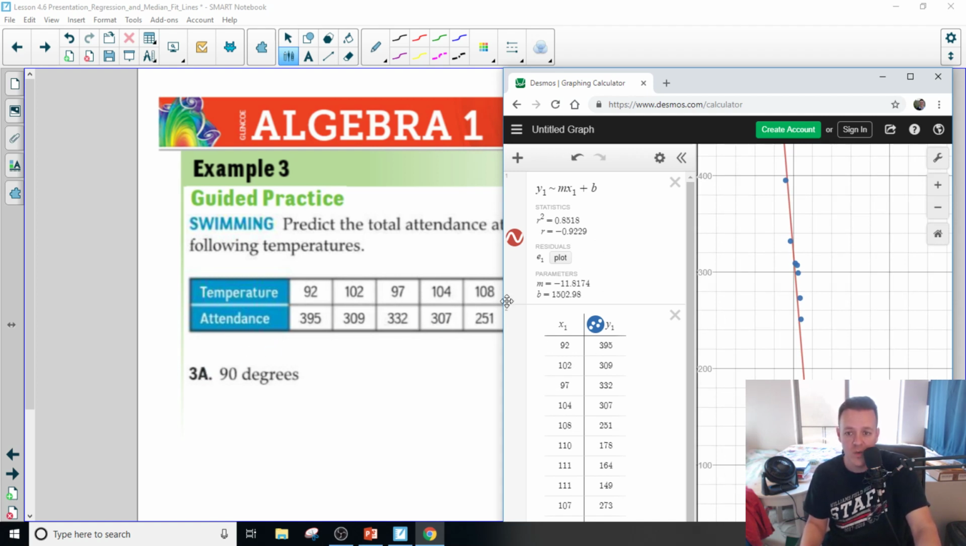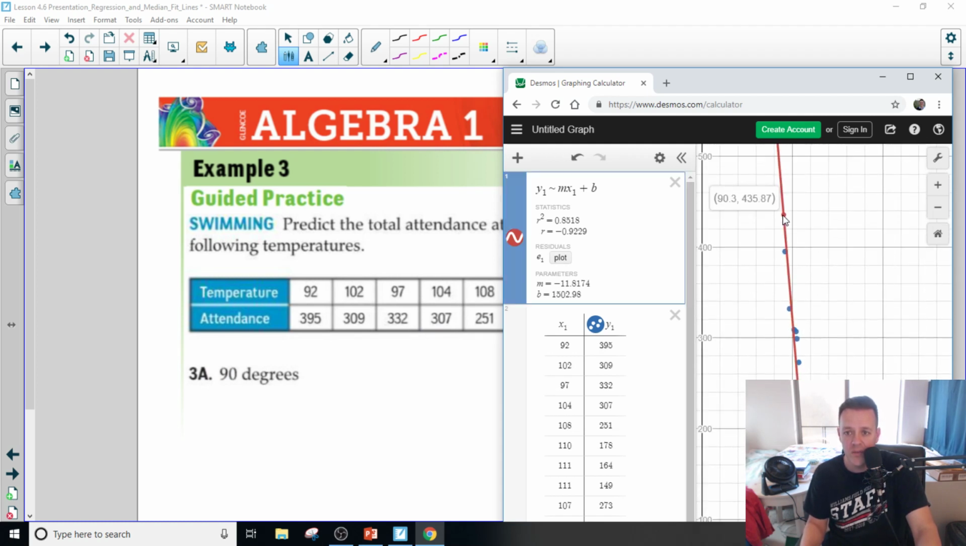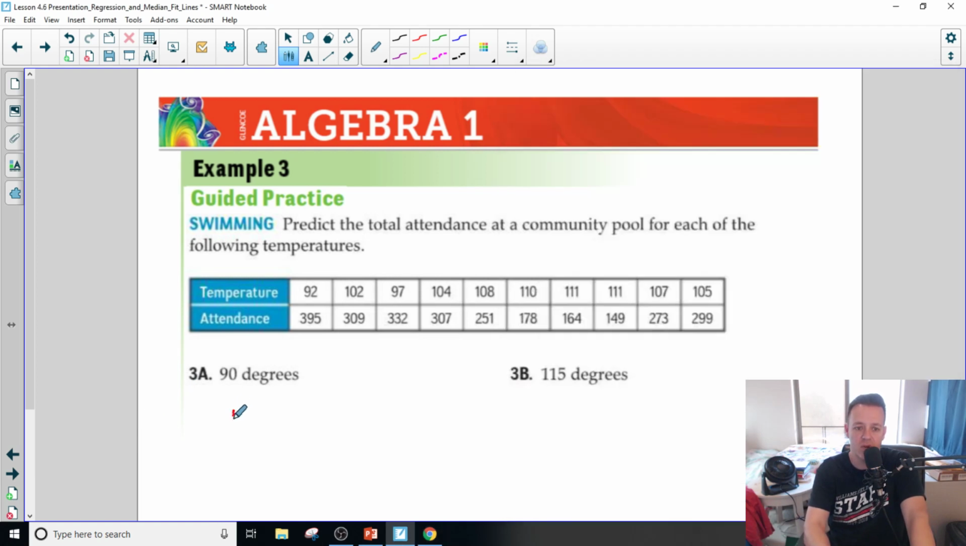So now what you can do is we want to know at 90 degrees, where are we at? So if I go up here to 90 degrees, oh, I need to make the graph a little bigger. If I go up here to 90, when the temperature is at 90 degrees, my attendance is 439 people, 0.4, so it'd be 439. Okay, so this one here is 439, and then this last one at 115.